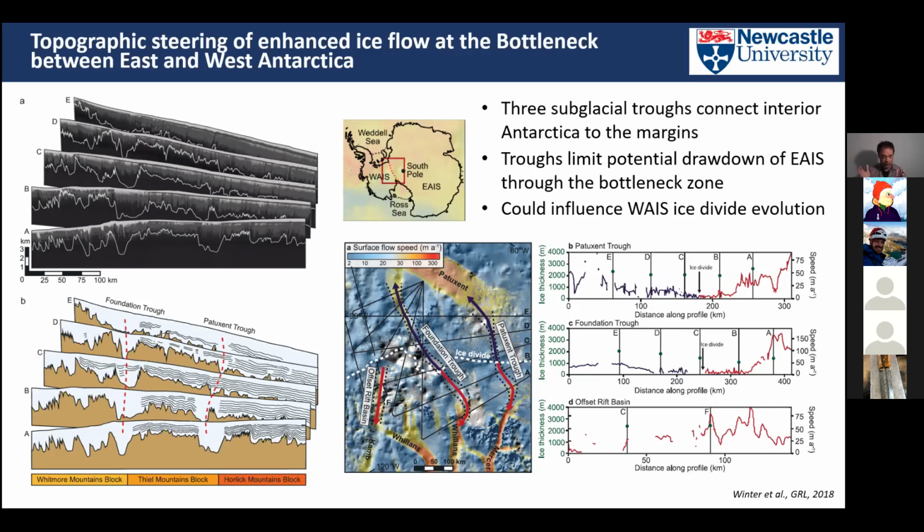And this was coined a few years ago as being the bottleneck zone where the East Antarctic and West Antarctic ice sheets collapsed. I believe that Terry Hughes proposed that this bottleneck zone was a potential area of instability, because if West Antarctica deglaciated, then East Antarctica might then collapse through this bottleneck zone.